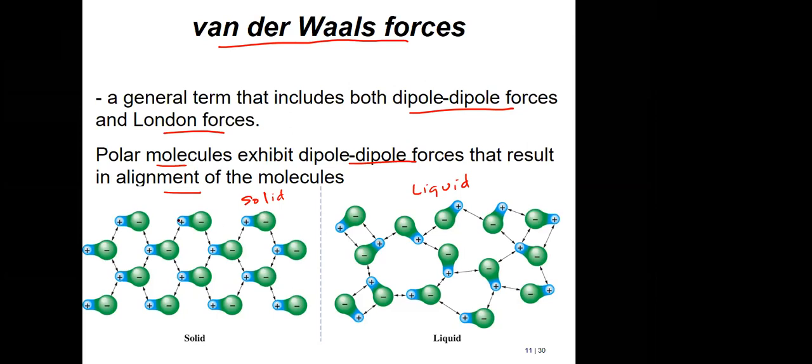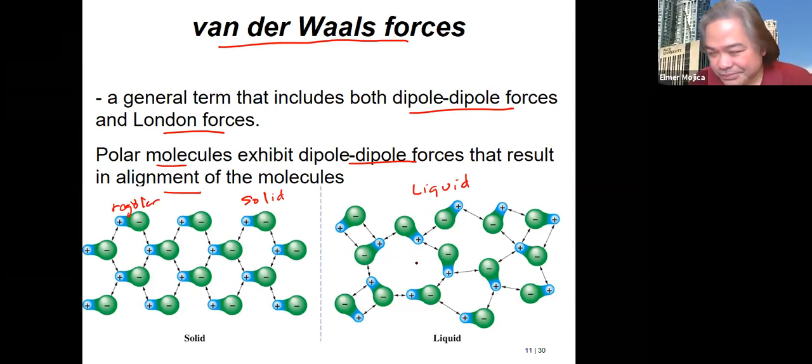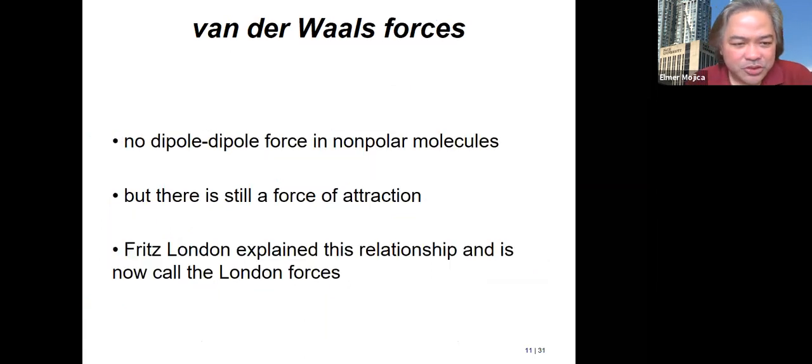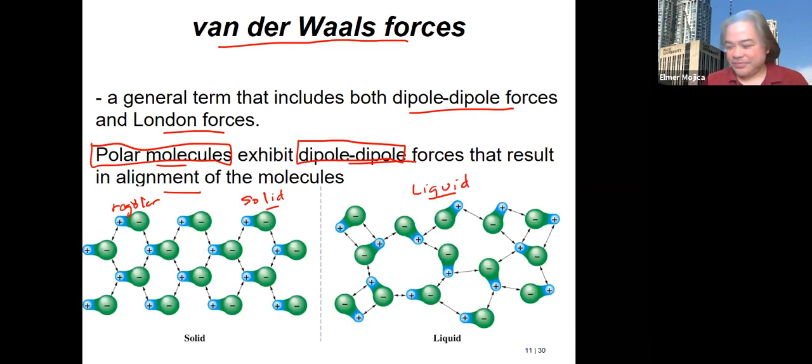These are in a regular pattern. This one is a little bit what? Some of them are a little bit distant. That makes sense because this is a liquid and this is a solid. Now, dipole-dipole exists if you have polar molecules. What is polar molecules? Anyone? When do we consider a material a polar molecule?